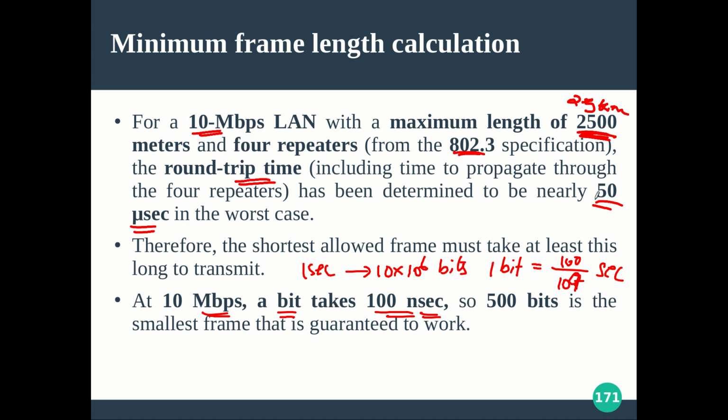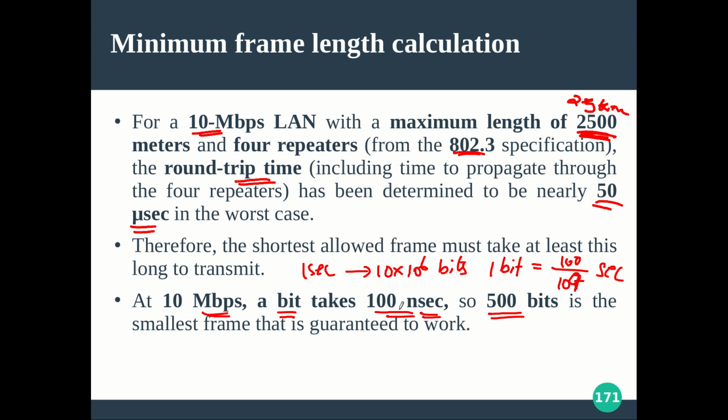Now we need the length of the frame to be such that the time taken to transmit should be at least 50 microseconds. So to make it, we need a minimum of 500 bits, right? So for 1 bit, 100 nanoseconds of time. Then for 500 bits, how much time will it take? 500 into 100 nanoseconds of time. So that will be 50 thousand nanoseconds, and 10 raised to 3 nano, that will be micro, right?